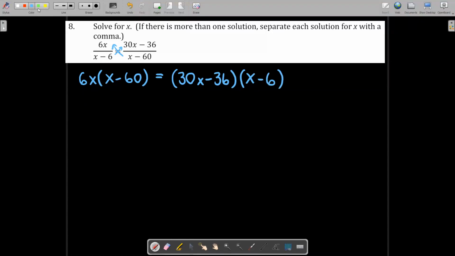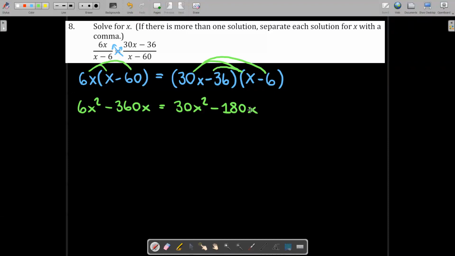Okay, and this is going to be a little bit of hippity-hoppity. We got 6x times x, 6x squared, 6x times negative 60, negative 360x, 30x times x, 30x squared, 30x times negative 6, negative 180x, negative 36 times x, negative 36x, negative 36 times negative 6, which I believe is positive because it's a double negative, 216. Okay. This is a quadratic equation.